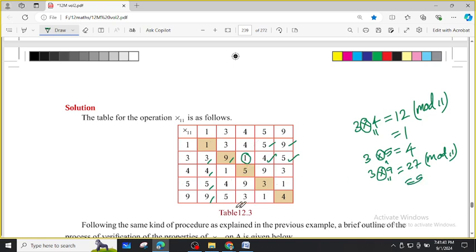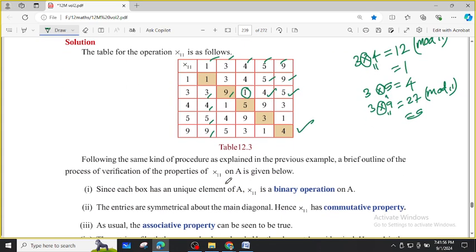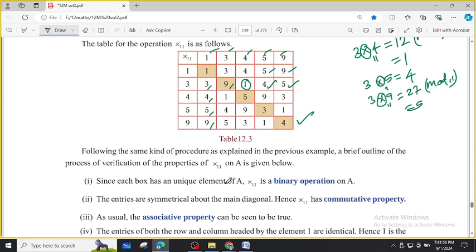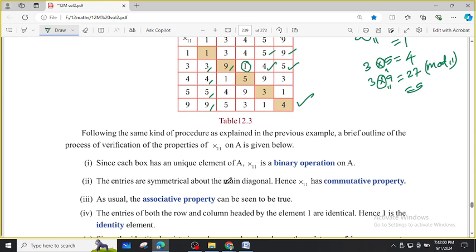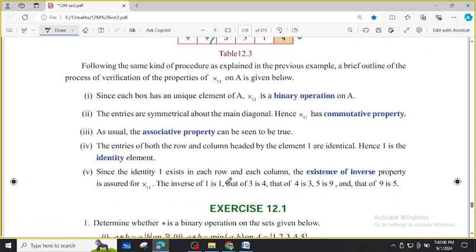Taking this table, the elements of 1, 3, 4, 5, 9 only are repeating. This subset is closed, the same elements only repeating. So the binary operation on the subset is closed, and it has the associative property and the identity.